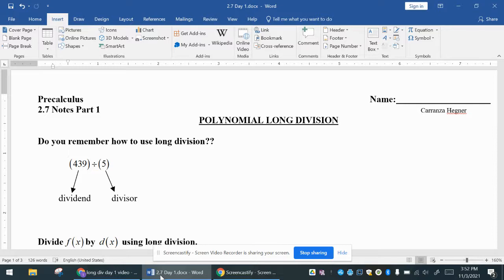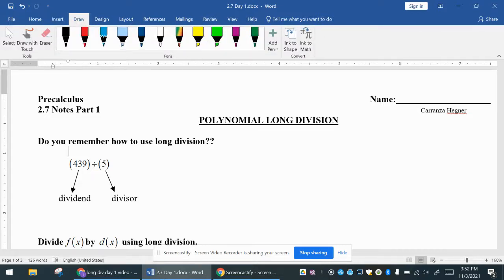So let's make sure we remember how to do plain long division. When you are dividing two numbers, it's important to know your vocab. So take, for example, 439 divided by 5. 439 is called the dividend. And then the 5 is called the divisor. So you'll hear me use those words as we work through the long divisions with polynomial functions. So if you ever forget, hey, what's a divisor? Make sure you keep track of these notes, okay?